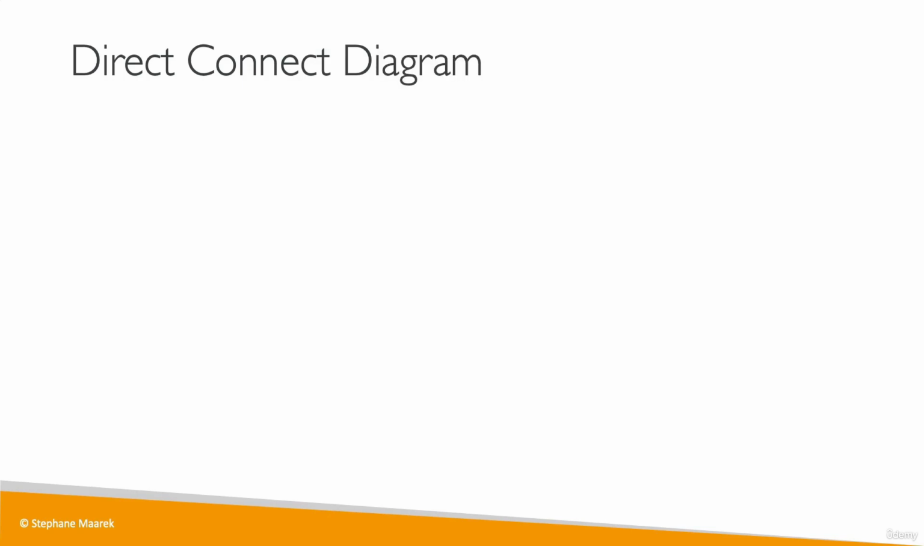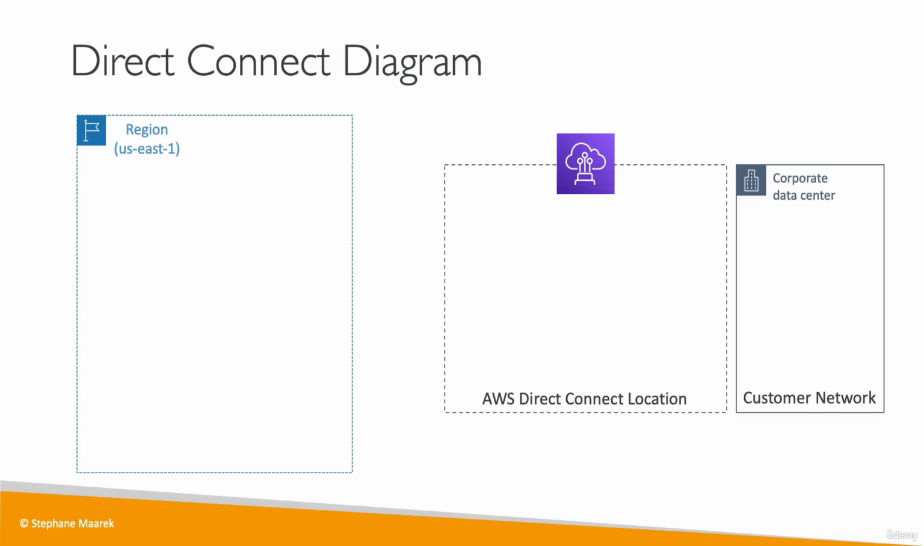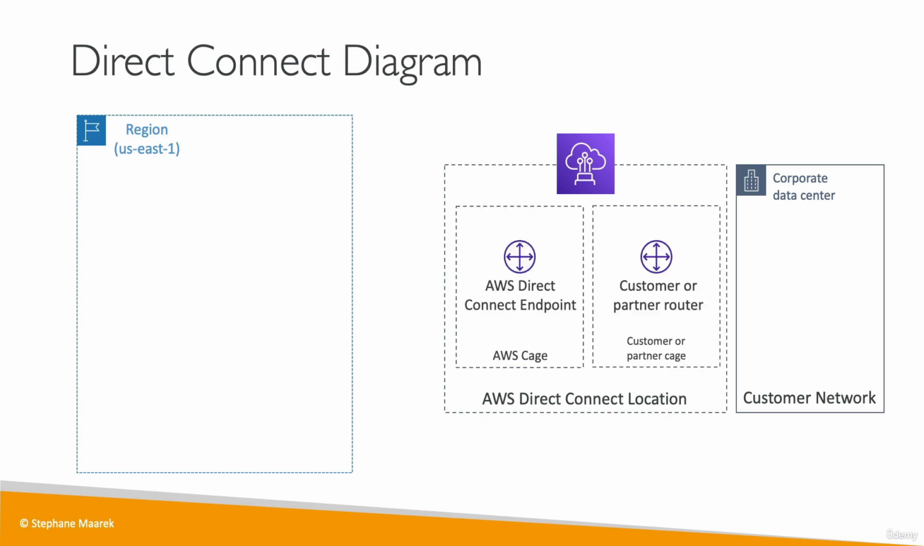So let's look at a diagram of Direct Connect. So we have a region and we want to connect it into our corporate data center. So for this, we're going to commission an AWS Direct Connect location. They're physical locations that you have to find, but it's all obviously on the website of AWS. And there's going to be a Direct Connect endpoint, and there's going to be a customer or partner router that you have to rent from a customer or partner cage. So you have two cages in this Direct Connect location. And then on your on-premises data center, you're going to set up a customer router with a firewall.